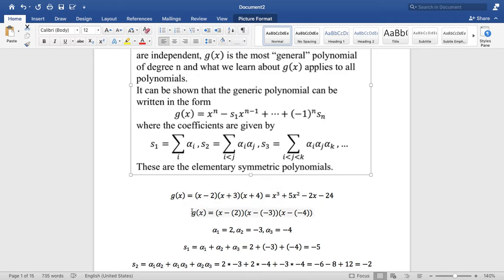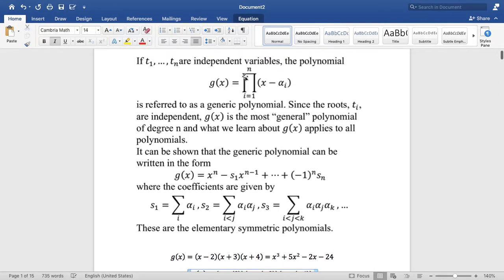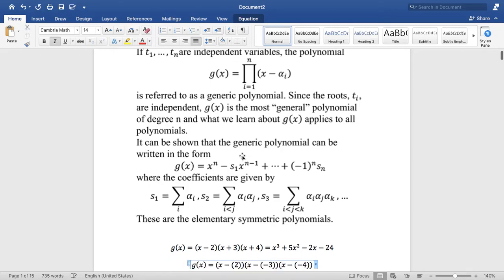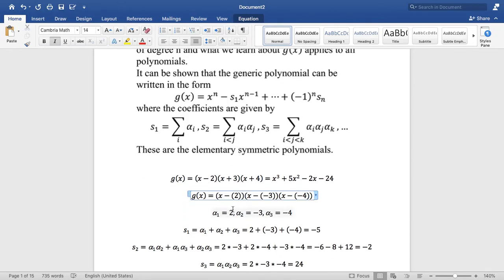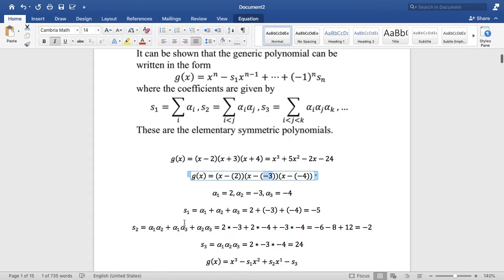But now let's try to do it in the way that's stated above. We know that the first root is 2, the second root is negative 3, and the third root is negative 4. So our alpha 1 is 2, our alpha 2 is negative 3, and our alpha 3 is negative 4. Now to find s1, what you have to do is the summation of all the roots. So it's alpha 1 plus alpha 2 plus alpha 3, which is 2 plus negative 3 minus 4, which is negative 5.